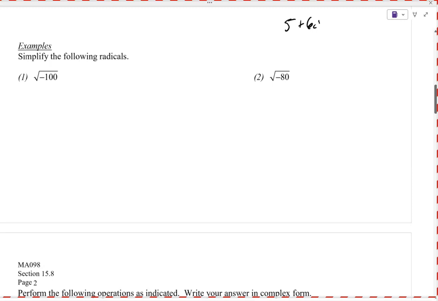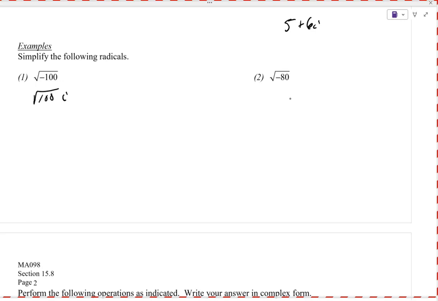This one's asking us to simplify the following radicals. So first up we have square root of 100. Square root of negative 100. What do we handle first? The negative. And make it an i. So what should we write next step here? And times the i. Good. Exactly right. So square root of 100 times the i.